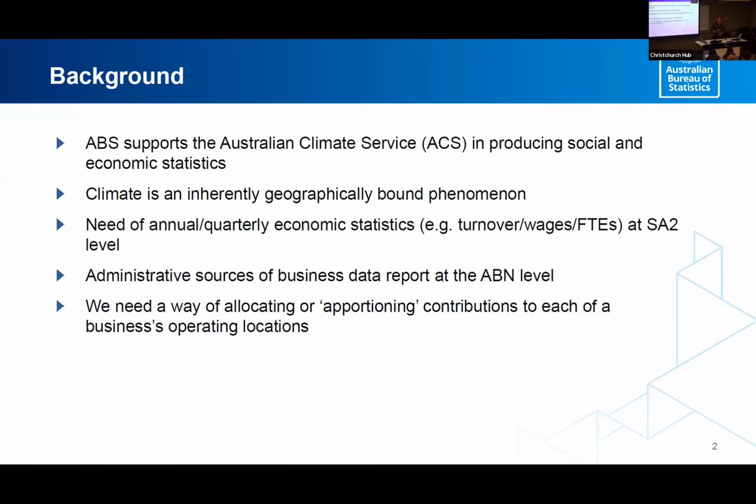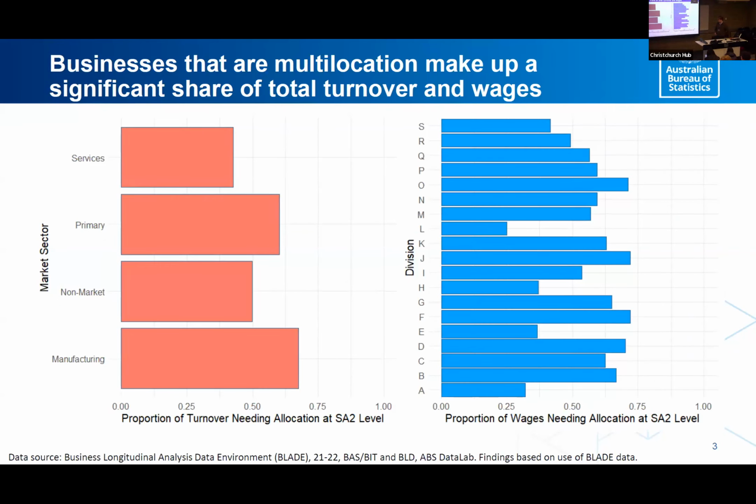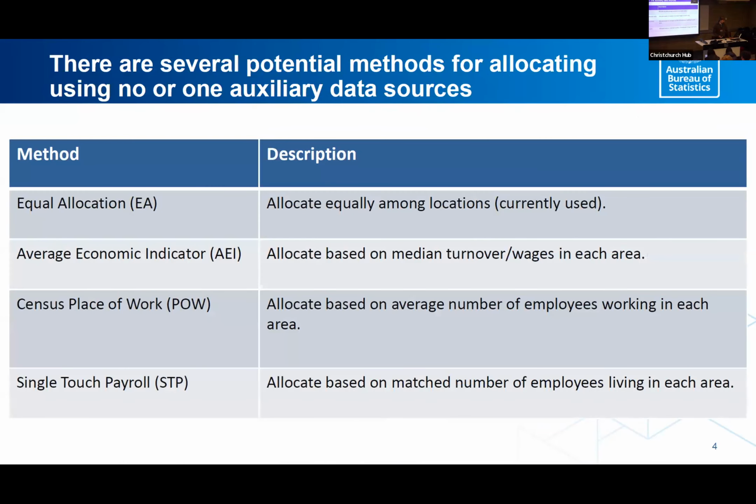Since the data source that we're using for these statistics is administrative, and in the case of businesses reported at the ABN level, we need a way of splitting the total values that are reported among their contributing locations. What you can see from the plots is that across a variety of different market sectors and industry divisions, quite a significant proportion of the total turnover and wages belongs to businesses that operate in two or more distinct locations. So if we want to deal with these businesses and their quantities, we need a method of allocating.